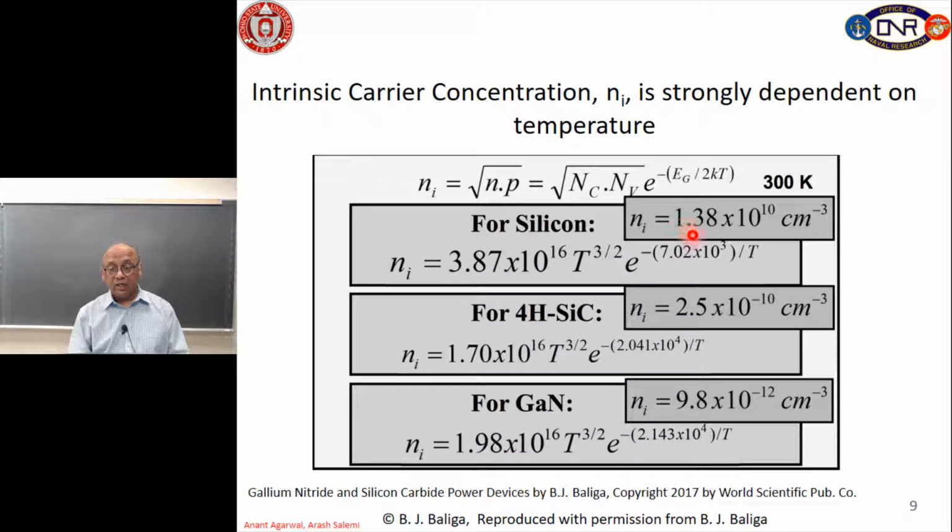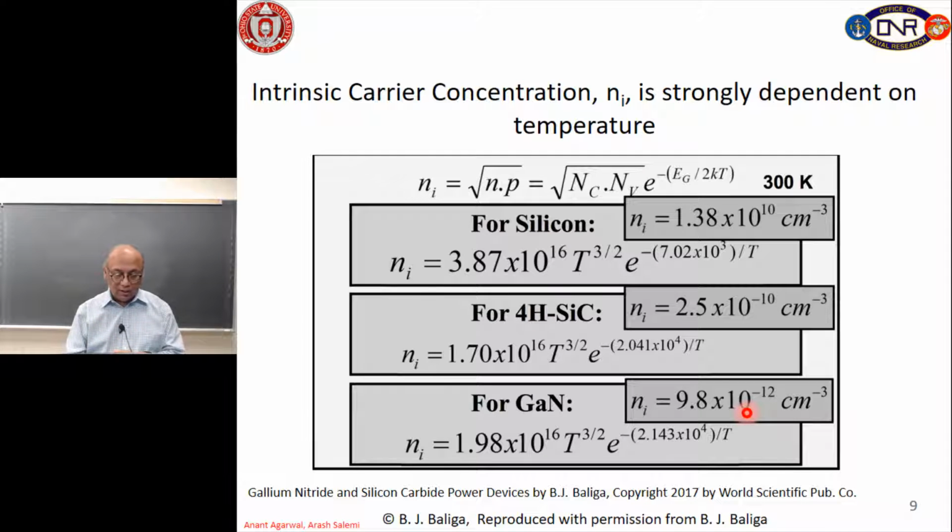And here are the Ni values at room temperature, 300 K. You can see silicon is about 10 to the 10, silicon carbide is about 10 to the minus 10, per centimeter cube. That means 20 orders of magnitude lower for silicon carbide and almost 21 orders of magnitude smaller for gallium nitride.